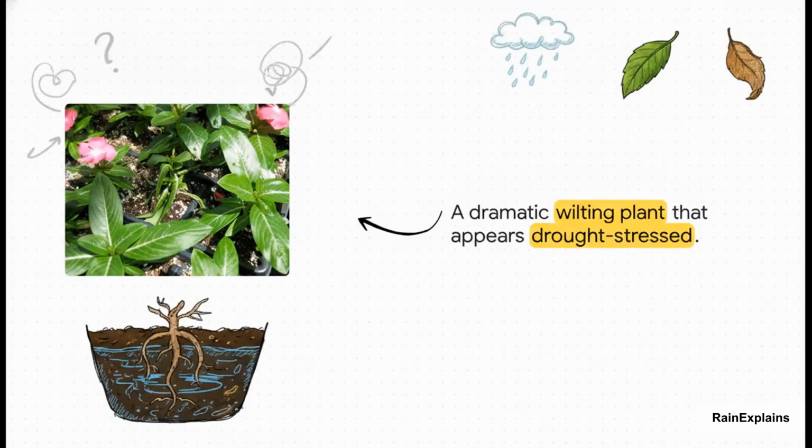Just look at this poor thing. A dramatically wilting plant like this is our perfect crime scene. It looks incredibly thirsty, right? The leaves have lost all their rigidity, they're drooping, and it honestly appears completely drought-stressed. But the secret to its demise is actually hidden right there under the wet soil. It is a classic case of misdirection.